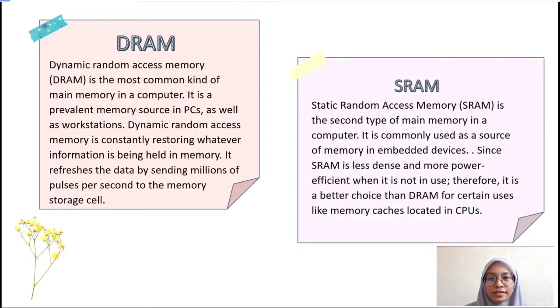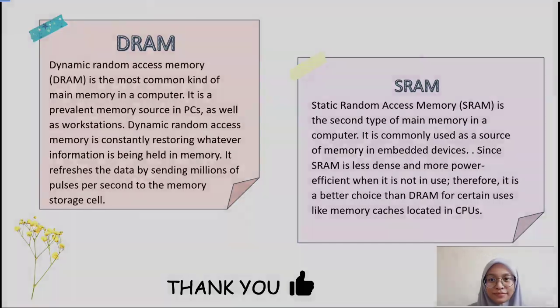SRAM is known as static random access memory. It is the second type of main memory in a computer. It is commonly used as a source of memory in embedded devices since SRAM is less dense and more power efficient when it is not in use. Therefore, it's a better choice than DRAM for certain uses like memory caches located in the CPU.